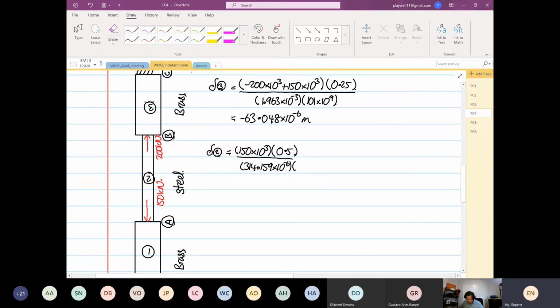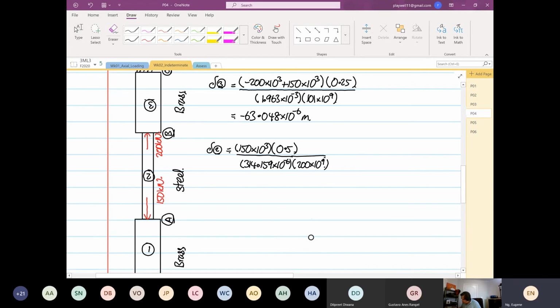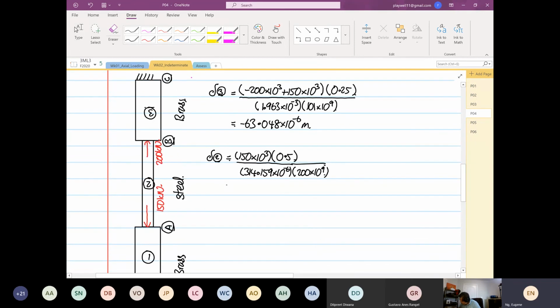And it's going to be on steel. What was the steel value we used earlier? I think we used 200, yep, 200 times 10 to the power 9. I'm not going to do all of it. We are just going to calculate the reaction at point D, then I'm going to stop. So 150 power 3 times 0.5, divided by 314.159 power minus 6, divided by 200 power 9. So it's equal to 1.19336 times 10 to the power minus 3 meters.